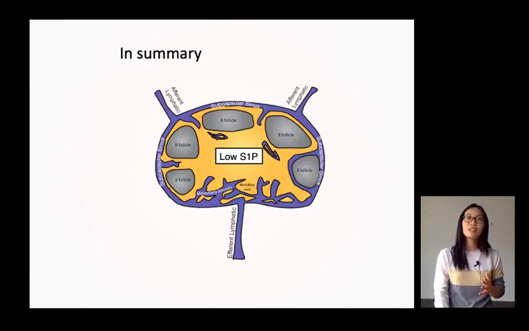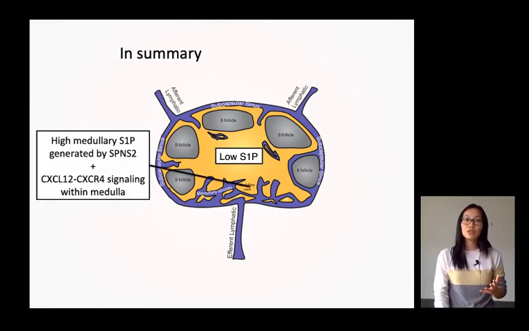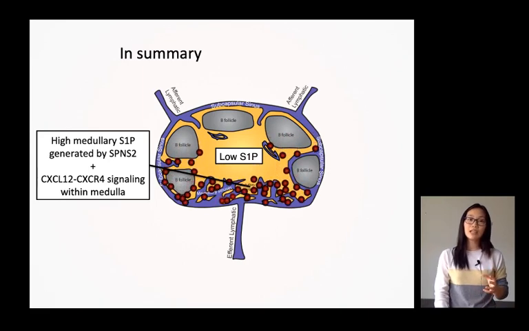So to summarize, prior to our work, we knew that lymph node parenchyma likely had lower levels of S1P compared to lymph fluid, and that allows lymphocyte egress from lymph nodes. But we were able to visualize S1P gradients within the parenchyma, and we saw that there are high medullary gradients of S1P generated by Spinster2. We also learned that CXCL12 and CXCR4 signaling within the medulla is important for many of these NK cells to position themselves properly in the medulla.